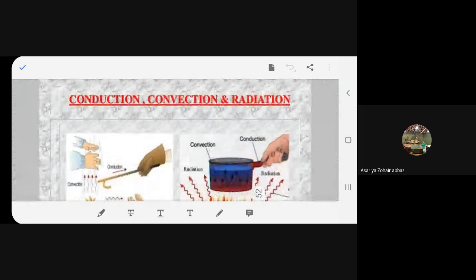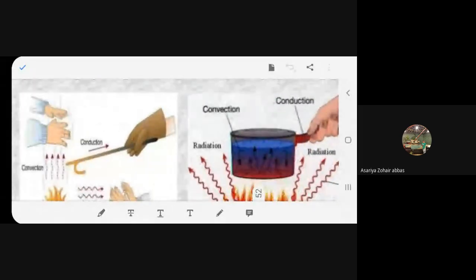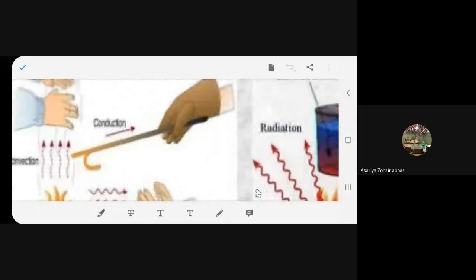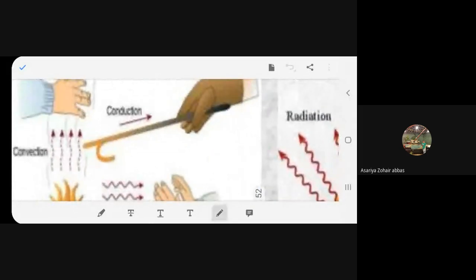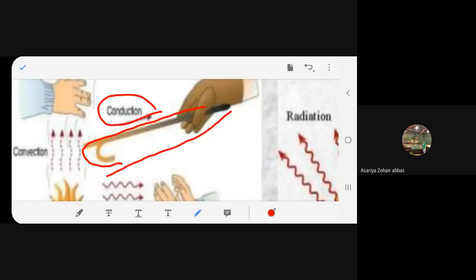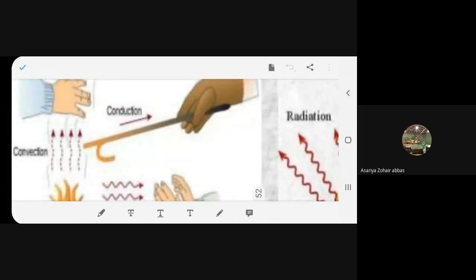Now we see the comparison of conduction, convection, and radiation. What is this? Conduction. You can see this rod? The rod can melt also. The rod can bend also. This was a rod and it became bent. So that is conduction.